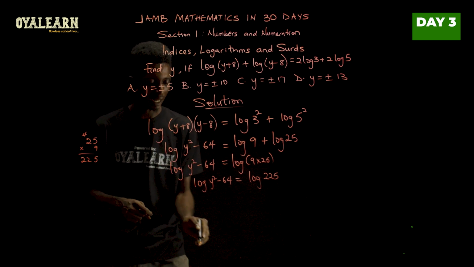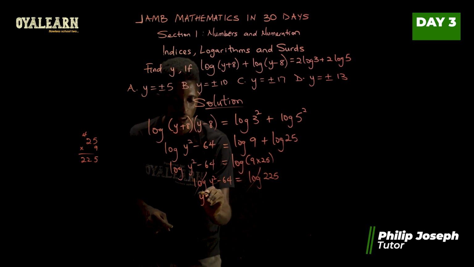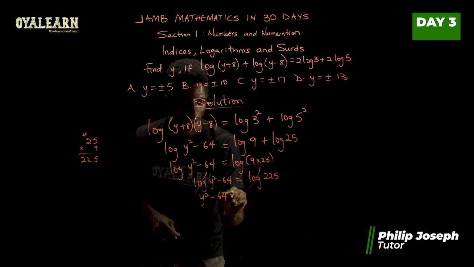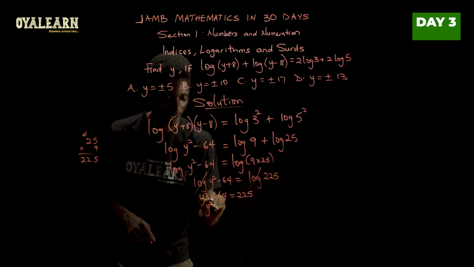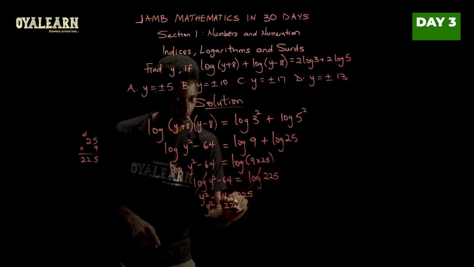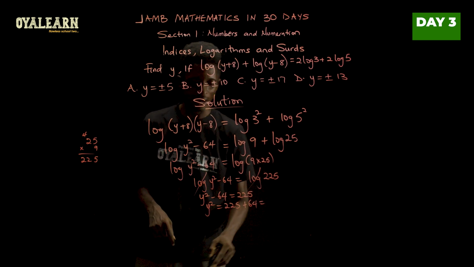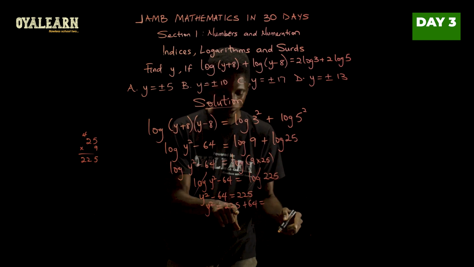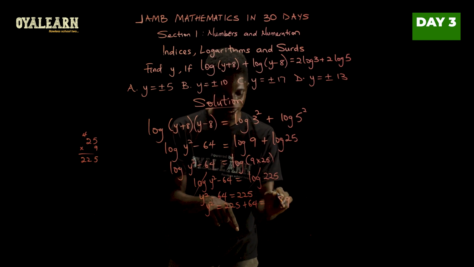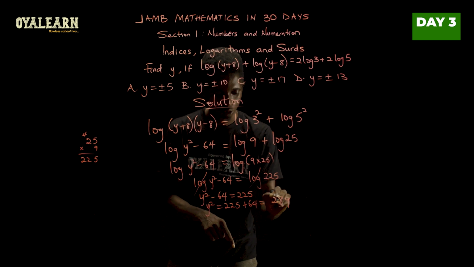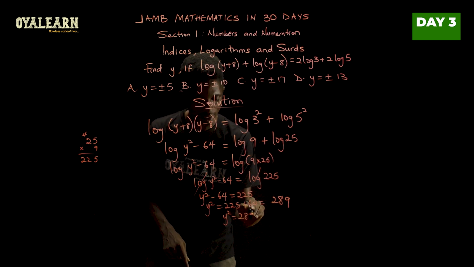225. At this point, the logs can cancel out. So y squared minus 64 is then 225, which implies that y squared equals 225 plus 64. And when we add that, 5 plus 4 will give us 9. 2 plus 6, that's 8. And then 2. So y squared equals 289.